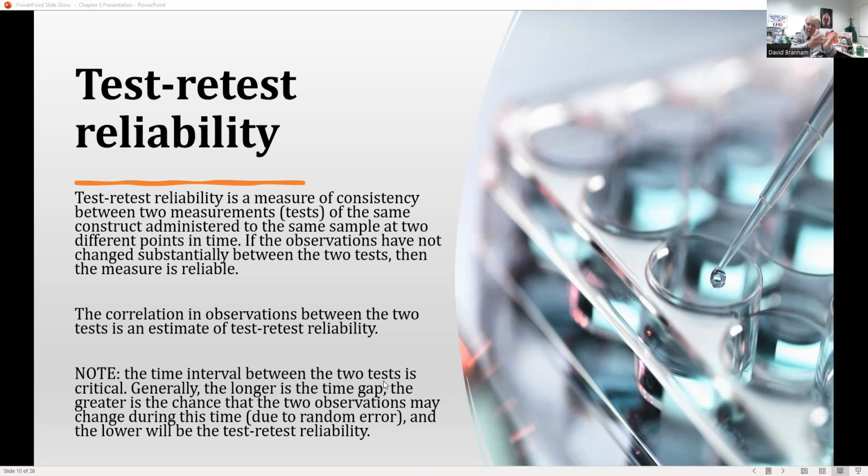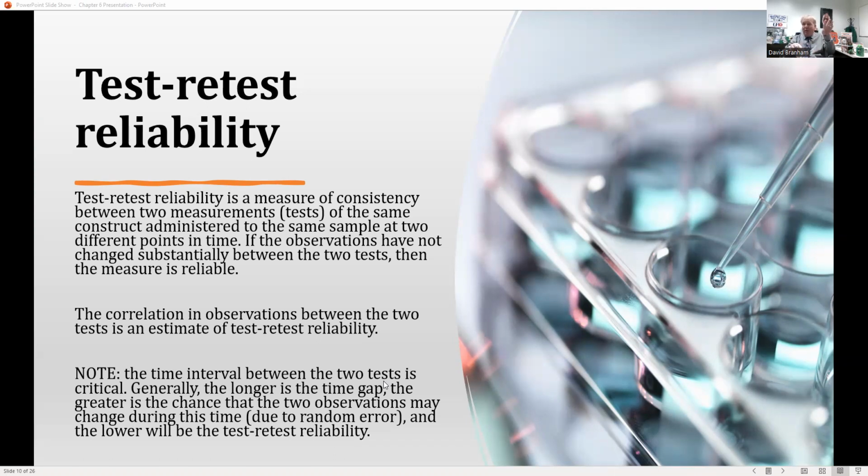So you're basically giving one test. For instance, if you want to measure intelligence, you give an intelligence test, then wait some time and give the same intelligence test over again. If those 2 scores are very close between tests, then you have a lot of test-retest reliability. If the scores are further apart, there's less reliability. The correlation in the observations between the 2 tests is an estimate of the test-retest reliability.